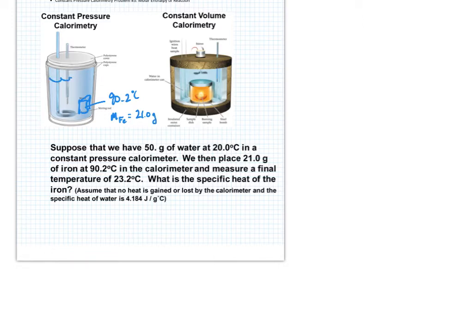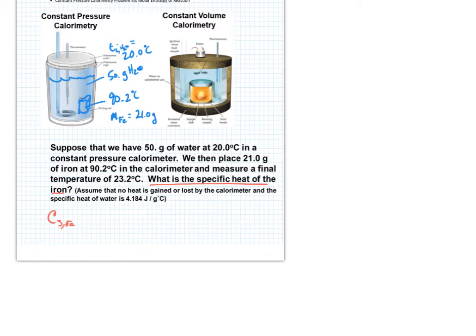The amount of water that we have in here is 50 grams, and it has a starting temperature of 20.0 degrees C. We'll call this T initial H2O. So that's our initial setup. Remember, we're trying to find the specific heat of iron, so Cs of iron is what we're trying to find. We've got a little bit more information here. Assume that no heat is gained or lost by the calorimeter, and the specific heat of water is 4.184 joules per gram degree C. This is a value you could look up in a table.